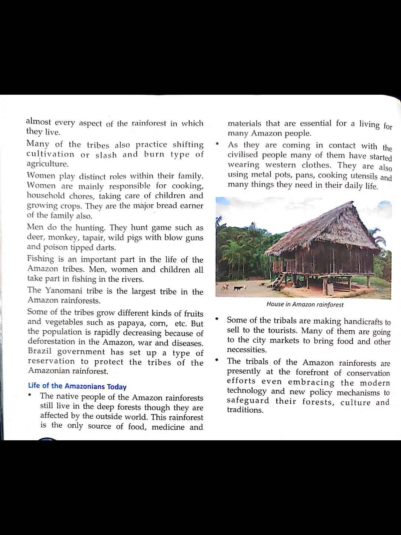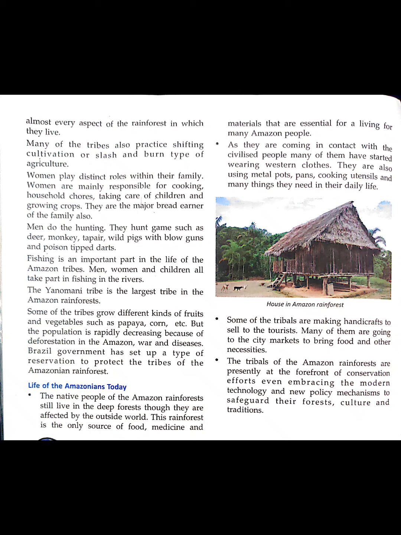Now, the life of Amazonians today. The native people of the Amazon rainforest still live in the deep forest, though they are affected by the outside world. This rainforest is the only source of the food, medicine, and material that are essential for the living of many Amazon people. As they are coming in contact with civilization, many of them have started wearing Western clothes. They are also using metal pots, pans, cooking utensils, and many things they need in their daily life.